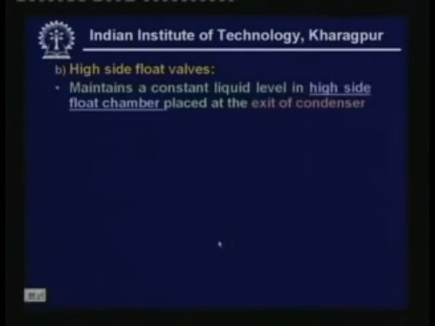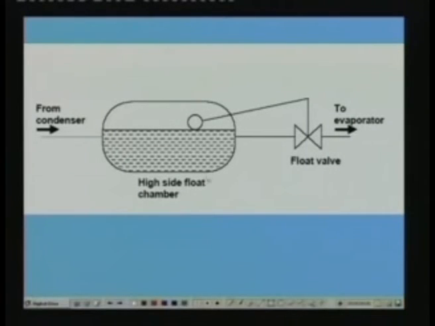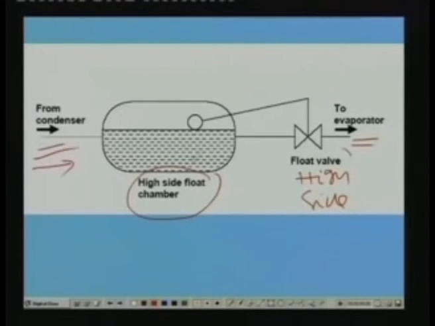So the high side float valves, this maintains a constant liquid level in the high side float chamber. This is placed at the exit of condenser. That means you have a high side float chamber. This is placed between the condenser and the evaporator. So this is the high side float valve. So refrigerant enters from the condenser, it first comes to the high side float valve, then it flows through this float chamber, then it flows to the float valve, and through the float valve it enters into the evaporator. Now this float valve will always maintain this level.